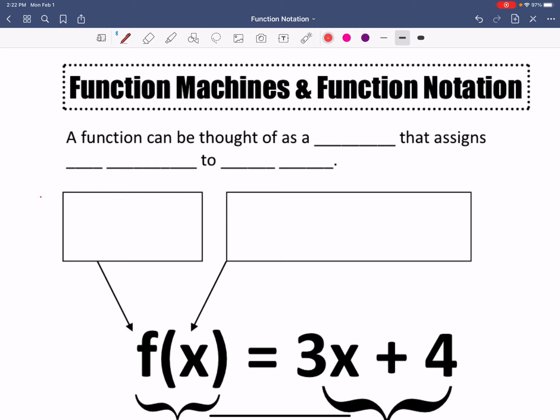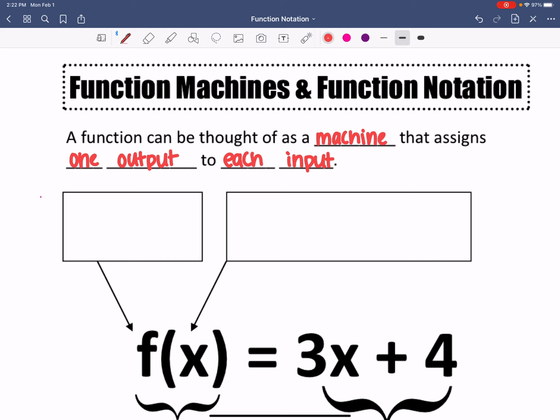In this lesson, we are talking about function notation. A function can be thought of as a machine that assigns one output to each input. What that means is you plug in something for x, you get out something for y. That's how it works like a machine. We're going to look at this example, f of x equals 3x plus 4.